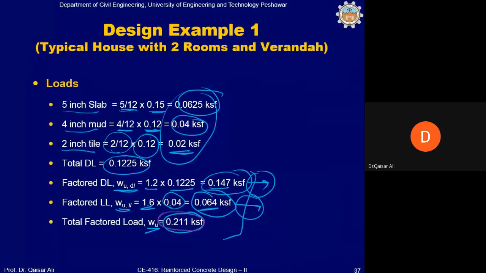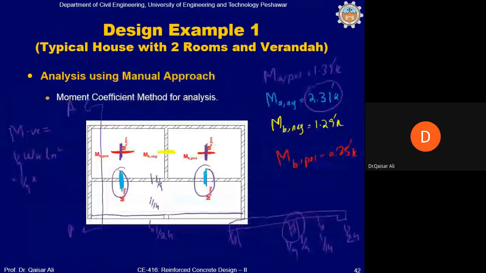0.211. Clear? Hello? Yes, sir. Yes. It is 0.211. And what is the clear length of veranda? 8, 8 square. तो ये जरा कैलकुलेट करें शाबाश.